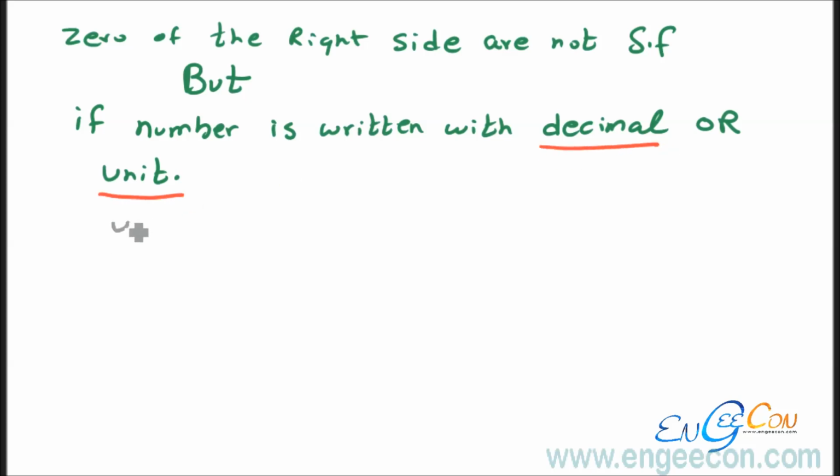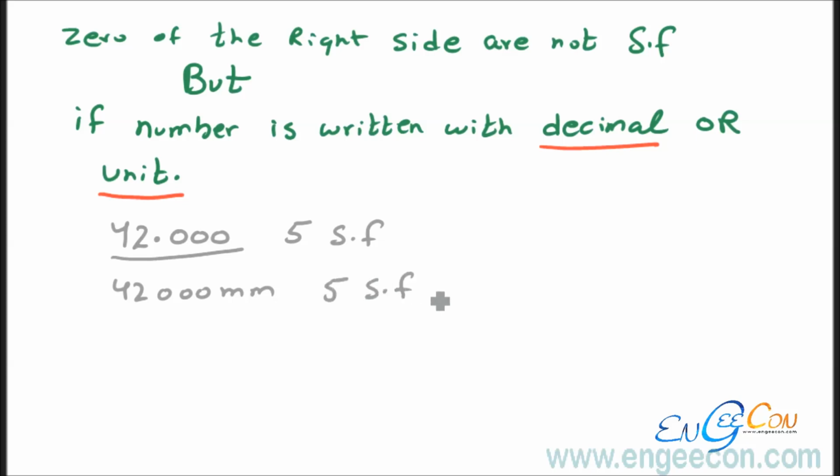So if we write 42.000, in this example we have 5 significant figures, or if I write 42000 millimeter, here we have 5 significant figures because I have put a decimal point before the zeros and put a unit after the number, so it becomes significant.